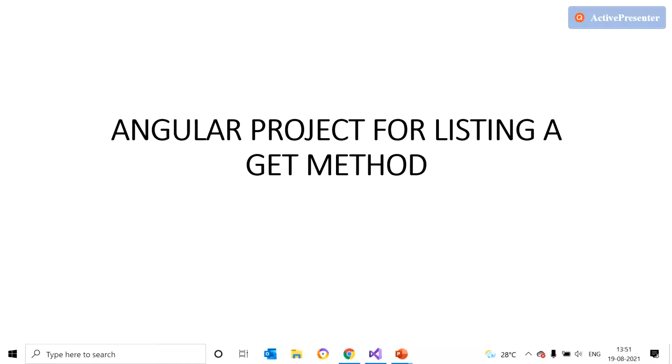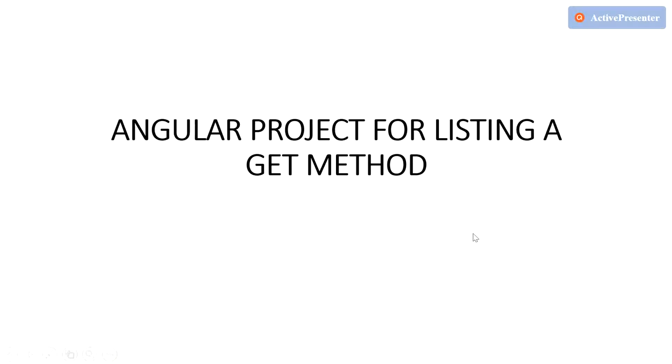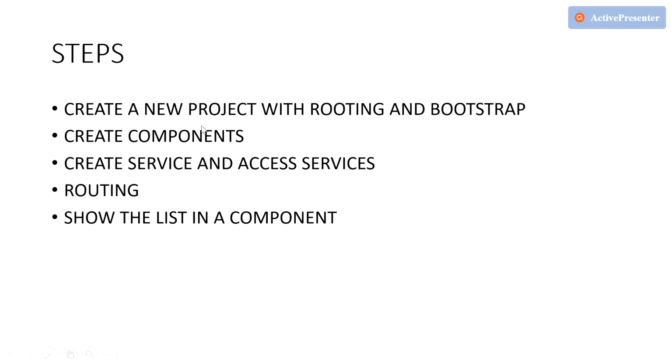And in this tutorial we are going to discuss how we can list a set of things in an Angular project. I want to show the steps. First of all, we need to create a new project with routing and Bootstrap. Then create a component, service, routing, and list the items in a component list. So we can move to the project.